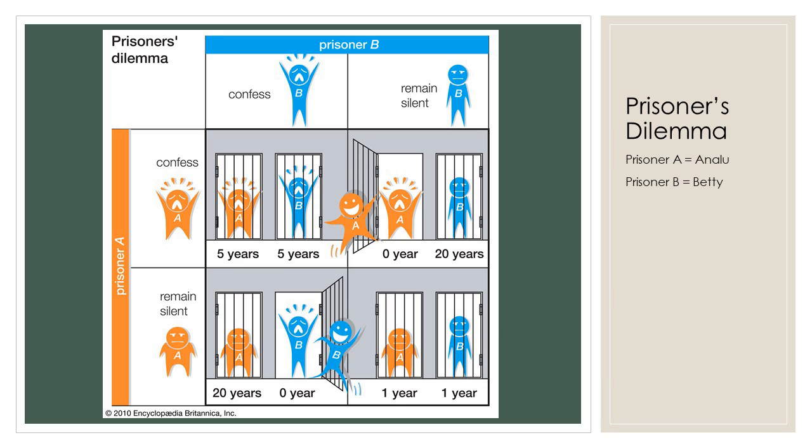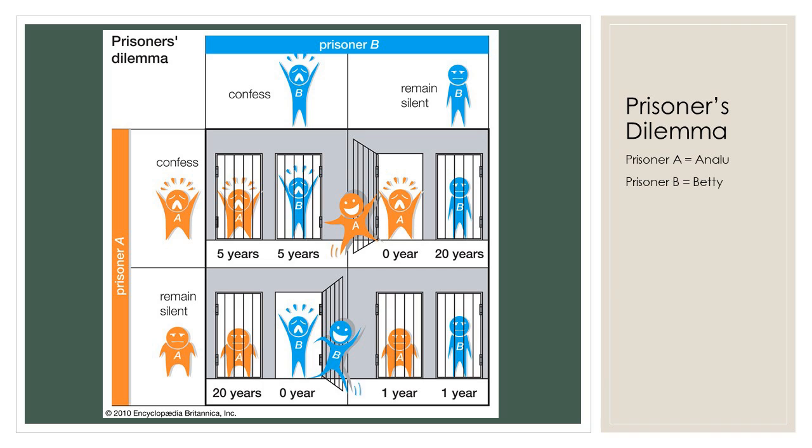Consider Analu's choices. Suppose that Betty remains silent. Then, if Analu confesses, Analu is home free. If Analu keeps her mouth shut, Analu gets 1 year. So if Betty remains silent, Analu should still confess. That will minimize her jail time. That is what she most wants. So if Analu is rational, she will confess.